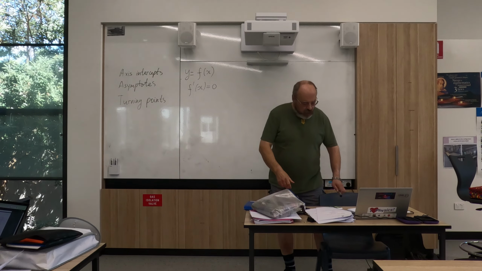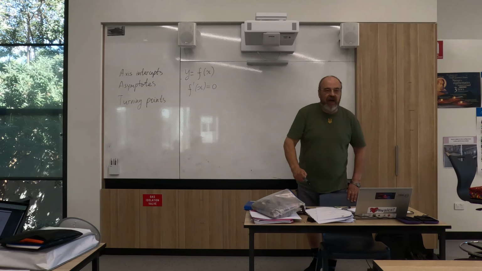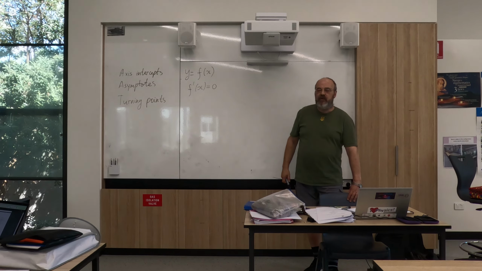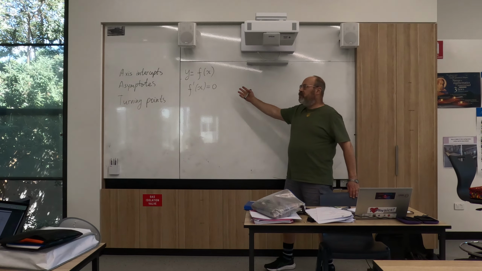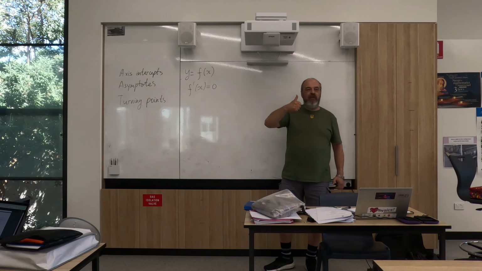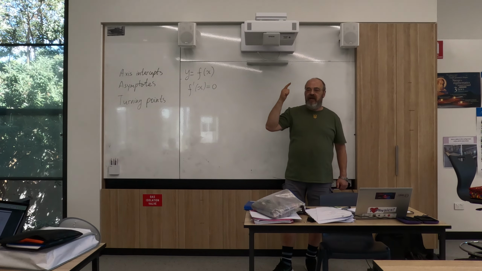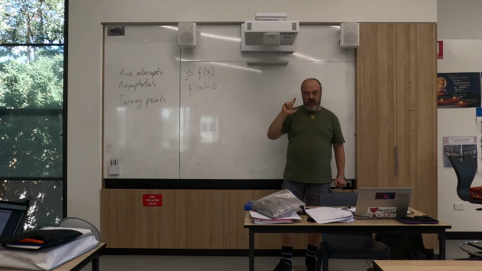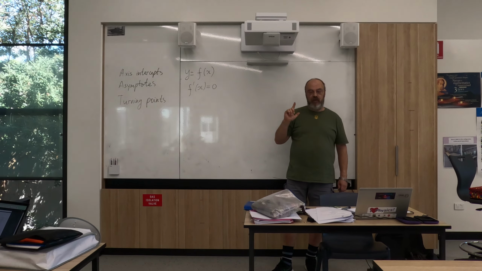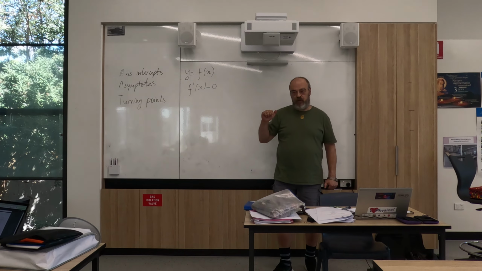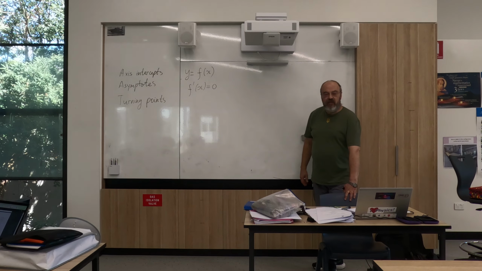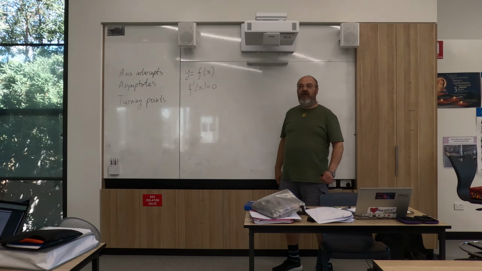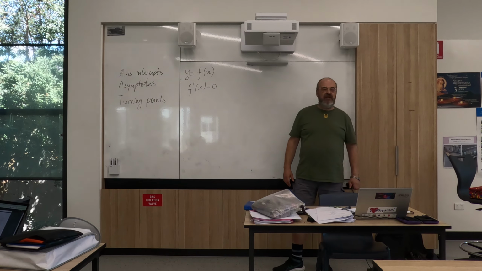Now, how can we decide, because there are 3 types of turning point. What are those 3 types? Stationary points: maximum, minimum, and stationary point of inflection. Underline stationary. We will learn about non-stationary points of inflection today. But then we found that for certain values of x, there is a stationary point.